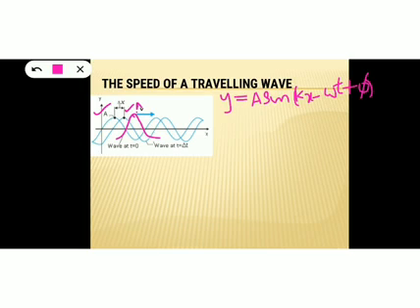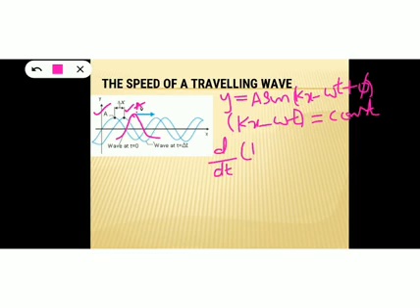So, if the point A is to retain its displacement, what is the condition? The condition is that kx - ωt must be a constant. If kx - ωt is a constant, then the derivative of kx - ωt will be 0. That means d/dt of (kx - ωt) will be 0, because if kx - ωt is constant, then the change of kx - ωt with respect to time will be 0. There won't be any change since it is a constant.